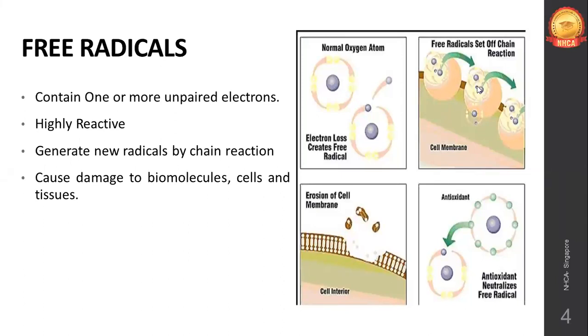Other cells are becoming free radicals. They are forming free radicals. Those free radicals go and attack another set of cells. So it is creating a chain reaction. One free radical is setting off a chain reaction at your cell membrane level. What will happen when this chain reaction begins? Your cell membrane will start to get eroded.